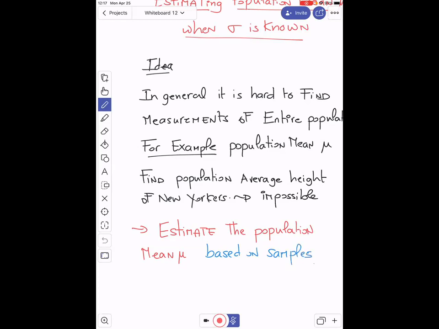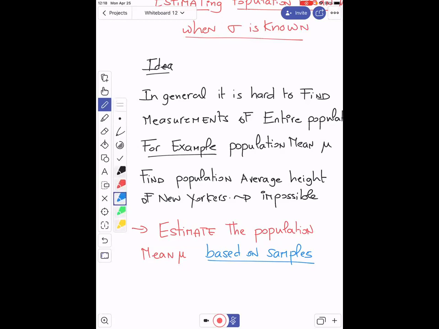Samples are very easy to do, right? For example, you want to measure the population average height of New Yorkers. Well, instead of measuring the height of 10 million people, you're just going to take, I don't know, 100. You can take a sample of 100 New Yorkers or 500 New Yorkers. That's possible to do, right? That's something you can do.